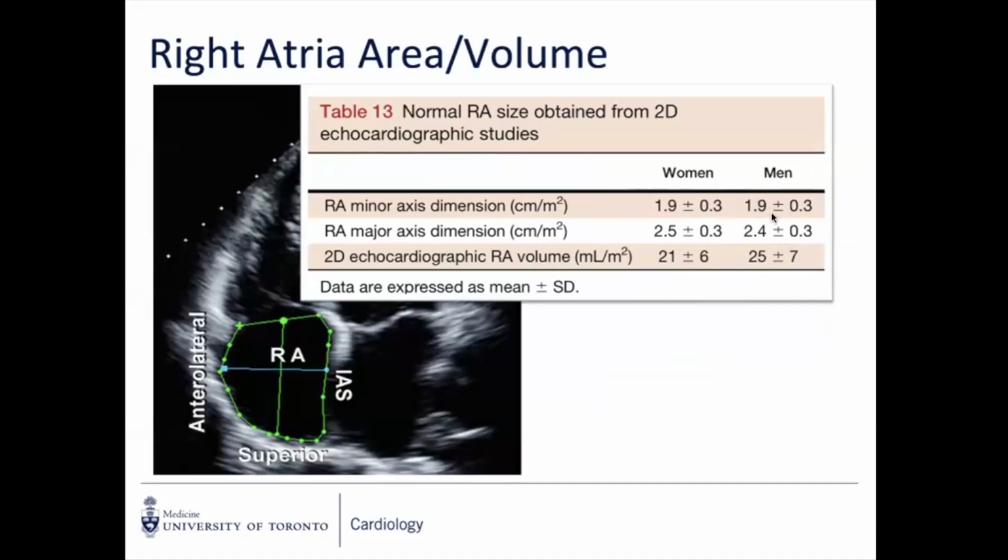And then for this, the minor and major axis, our upper limits are described there for men and women. And in terms of the RA volume, the upper limit of normal is 18 for men, and it's about 16 for women.